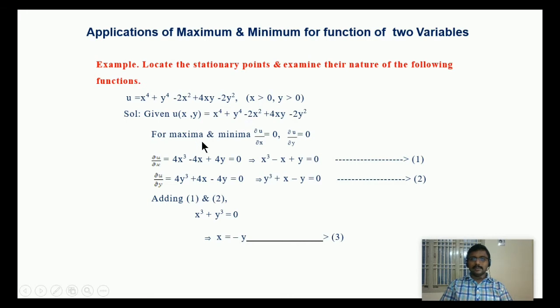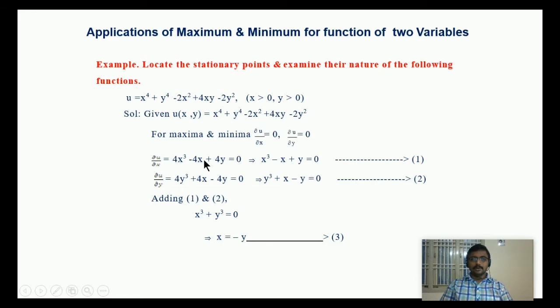Now for max or min, we just have to compute the two partial derivatives, that is dou u by dou x, which is obtained by differentiating partially with respect to x, and dou u by dou y, which is obtained by differentiating u partially with respect to y, and both are equated to 0.